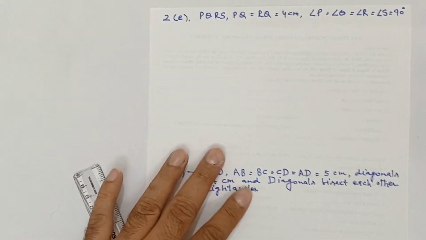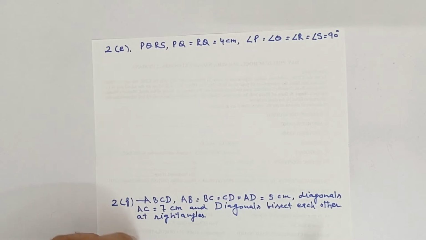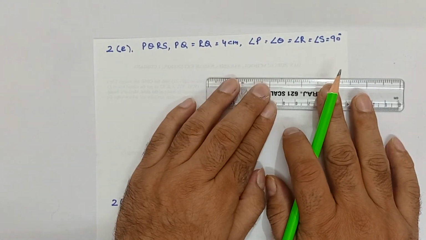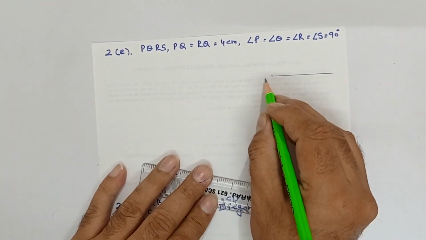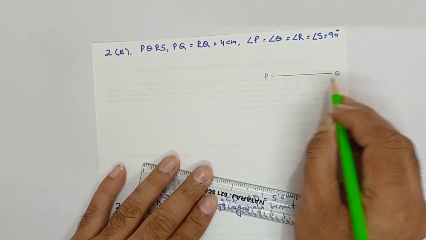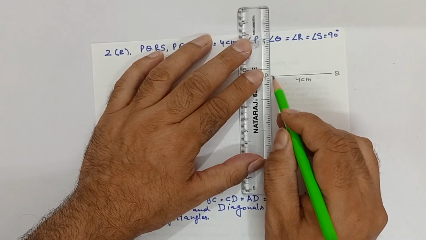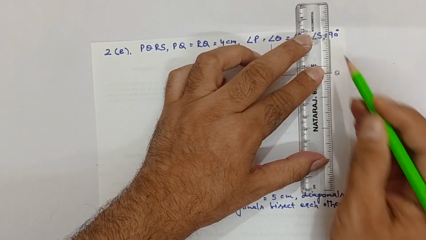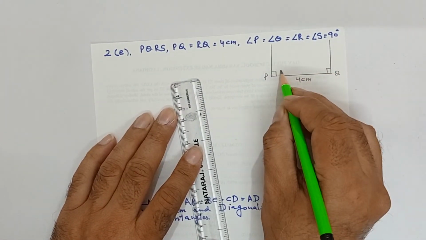Now let's do the E part. Here quadrilateral PQRS is to be constructed. Two sides are given and four angles are given. Now I am making a rough sketch. Suppose I take PQ here. How much is PQ? 4 centimeter. Angle P and angle Q are both 90 degrees. So suppose I have made 90 degrees this way and this way. Right? This is 90 degree, this is 90 degree.